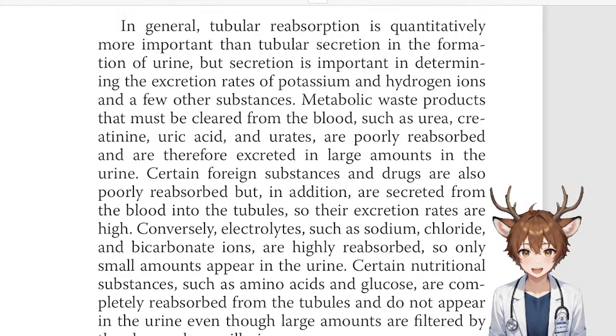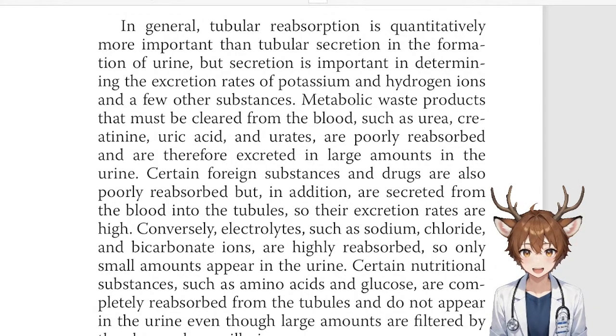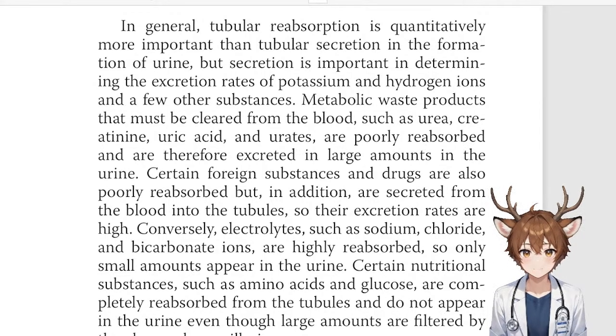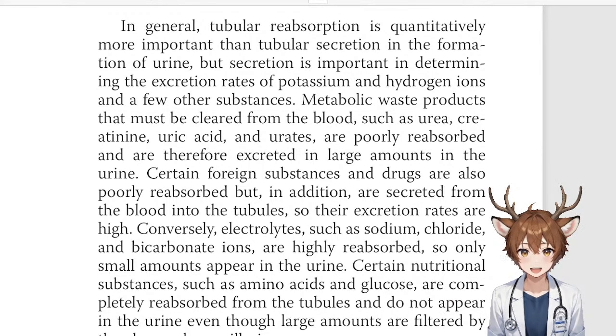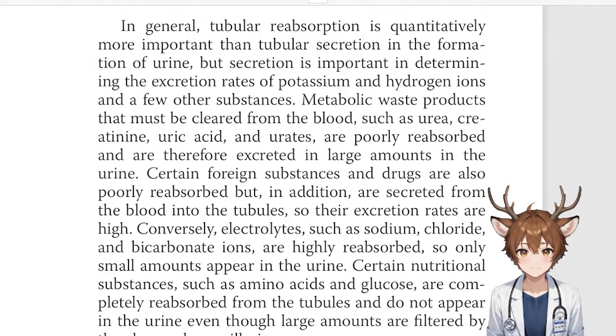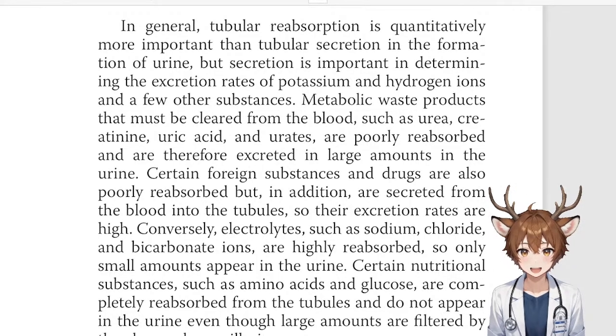Metabolic waste products that must be cleared from the blood, such as urea, creatinine, uric acid, and urates, are poorly reabsorbed and are therefore excreted in large amounts in the urine. Certain foreign substances and drugs are also poorly reabsorbed, but in addition, are secreted from the blood into the tubules, so their excretion rates are high. Basically, it's both: they're not being reabsorbed much, and they're also being secreted simultaneously, hence why you're removing so much of it in the urine.